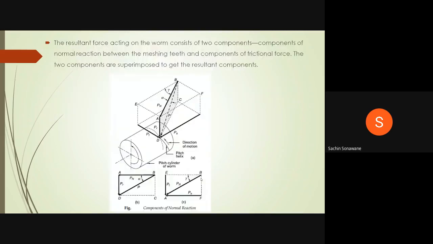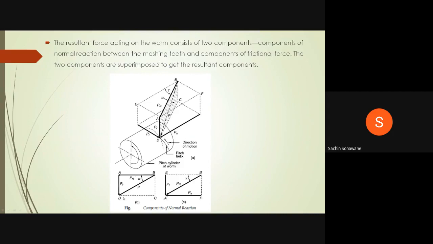The resultant force acting on the worm consists of two components: components of normal reaction between the meshing teeth and components of frictional force. The two components are superimposed to get the resultant components. Now this is the components of normal reaction. This is the pitch helix. This is the pitch cylinder of the worm. This is direction of motion. Therefore, gamma is nothing but lead angle. Alpha is nothing but pressure angle.